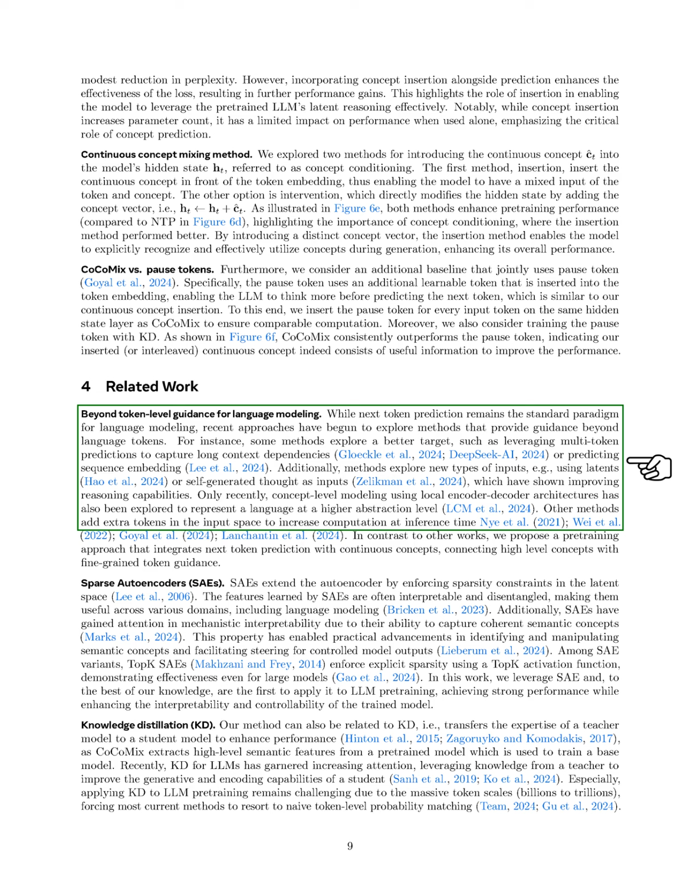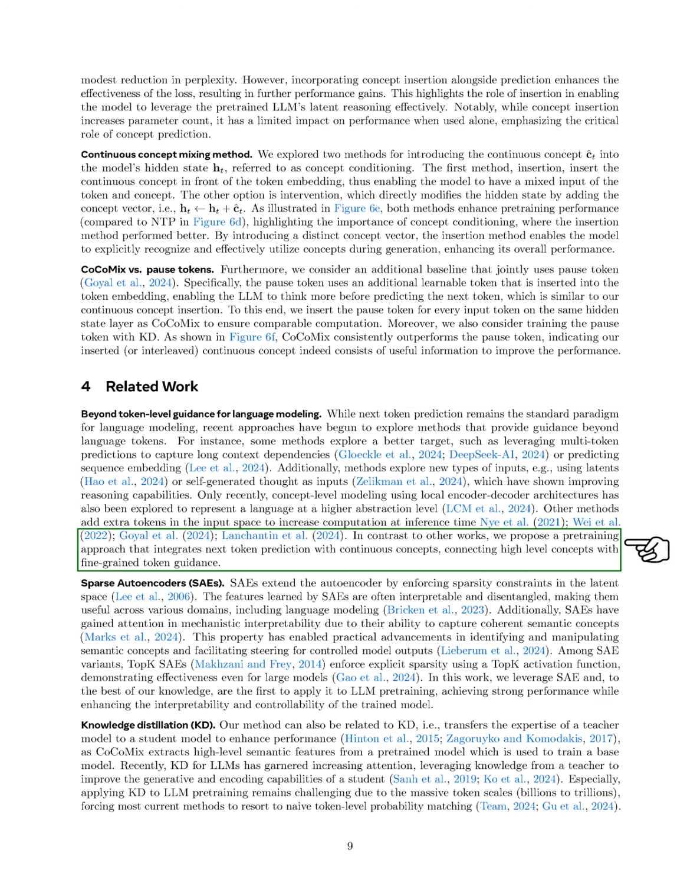Recently, there has also been interest in concept-level modeling using local encoder-decoder architectures to represent language at a higher level of abstraction. Some methods add extra tokens to the input to enhance computation during inference. In contrast to these approaches, we propose a pre-training method that combines next token prediction with continuous concepts, linking high-level ideas with detailed token guidance.